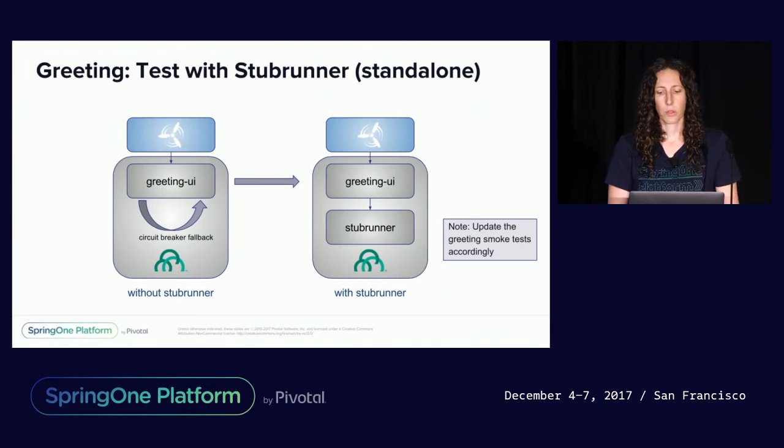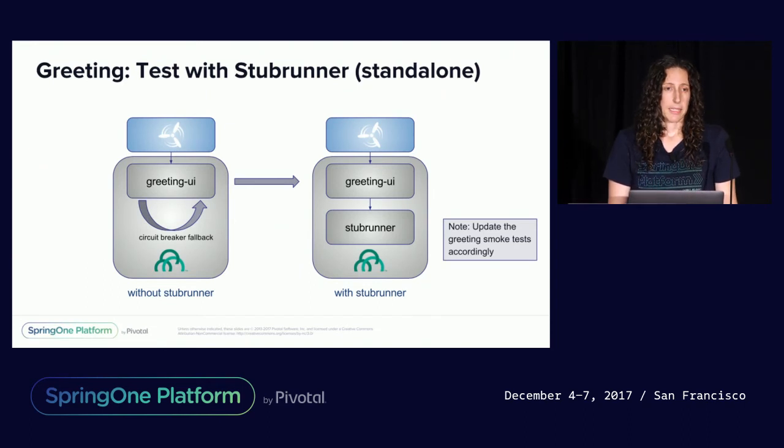However, when we move to the test environment, now that we're deploying onto PCF, we run the Stubrunner as a separate application. So for Greeting UI, it's a much more real scenario. You might want to go back and review your smoke tests for Greeting, because now that you're hitting a stub, you're going to get a different response. So your tests are not necessarily built around the Greeting UI circuit breaker fallback response, but to something you'd expect out of the stub.